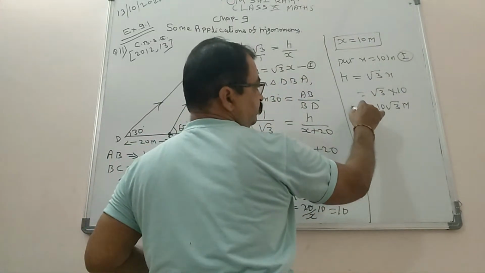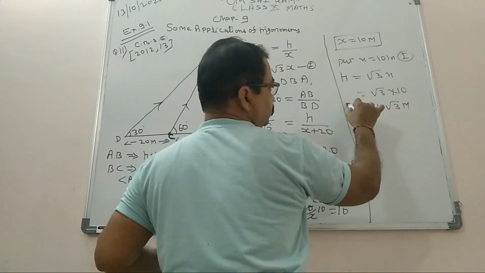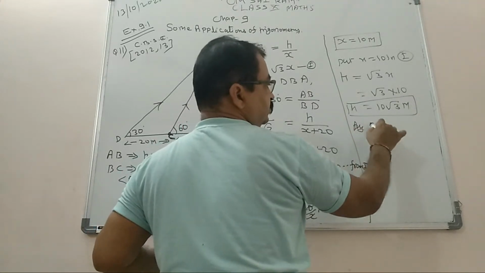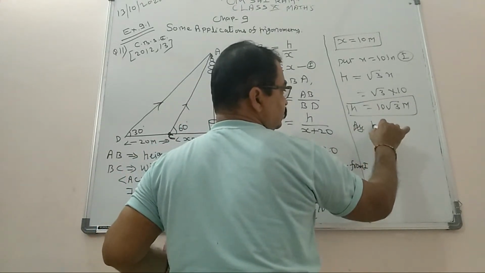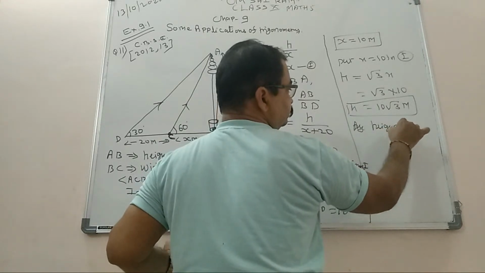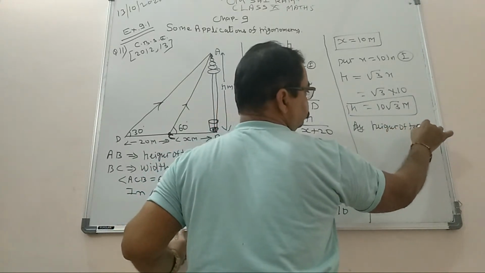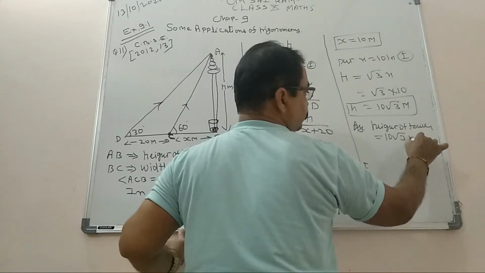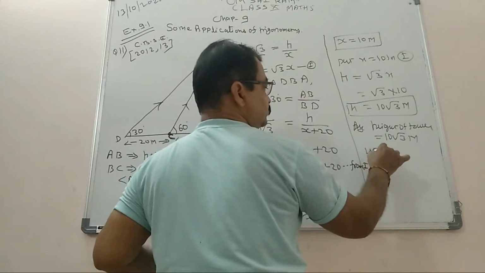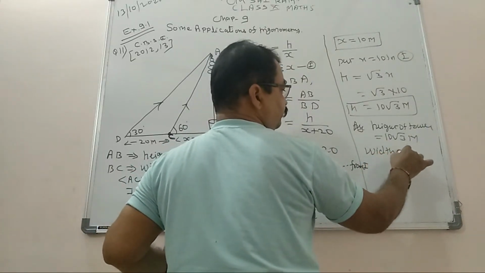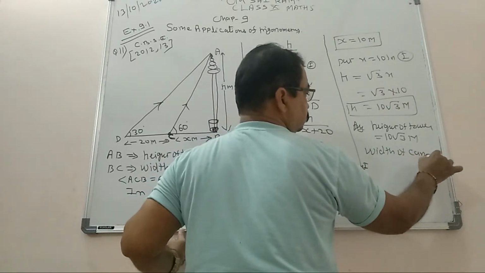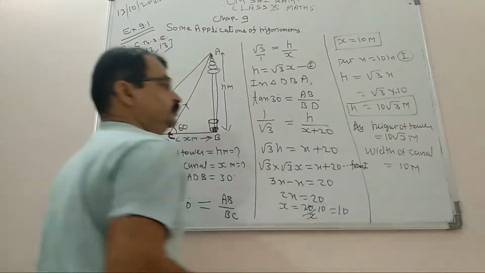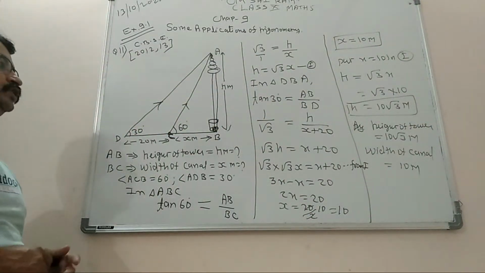And you will mention both the answers separately children. This is okay. Now what is the answer number 1? You can mention this only. Height of tower is 10 root 3 meter, and second is the width of canal. What is the width of canal children here? 10 meter. So both the answers we have completed children.